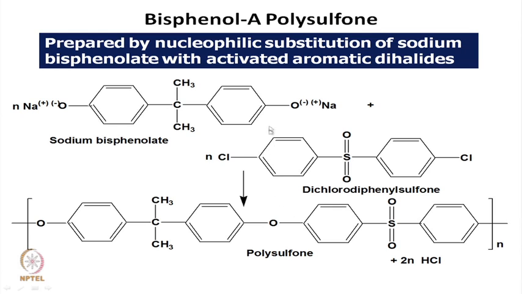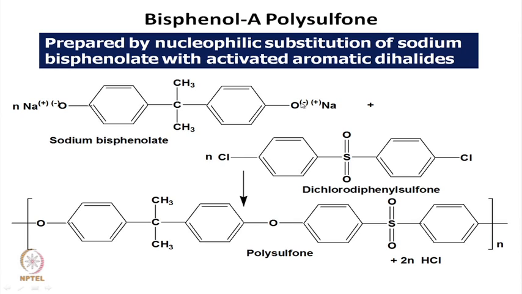Now, we can have these different types of sulfone as I told. Now, let us look into one kind of sulfone, that is bisphenol A sulfone, containing bisphenol A in the polysulfone moiety or in the repeat unit. That is synthesized by reacting sodium bisphenolate, the sodium salt of bisphenol. Bisphenol A is reacted with sodium hydroxide to form this sodium bisphenolate.